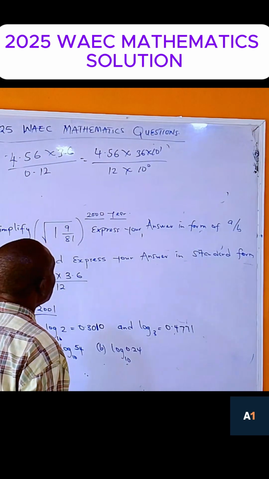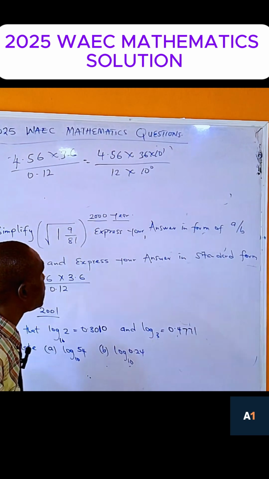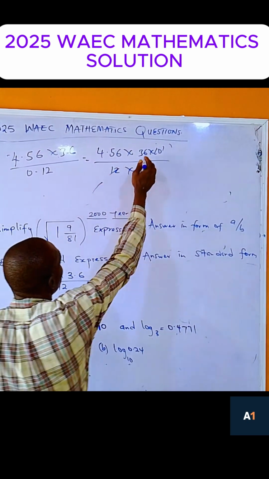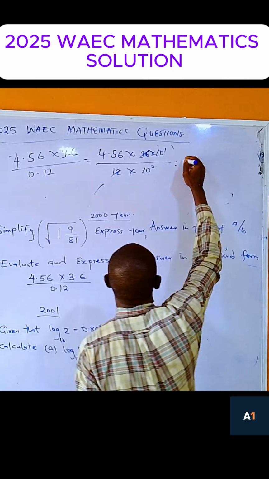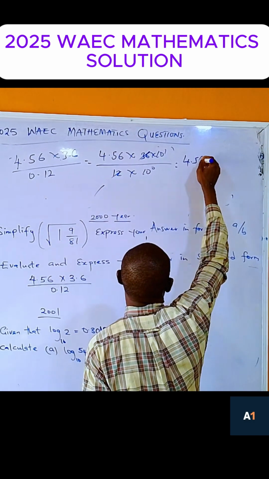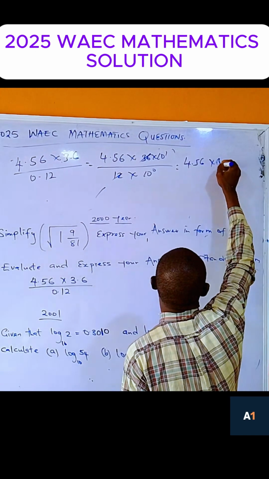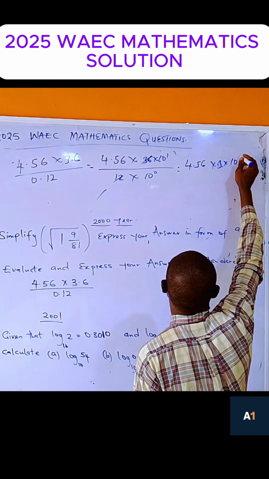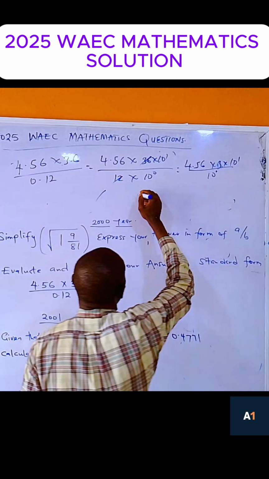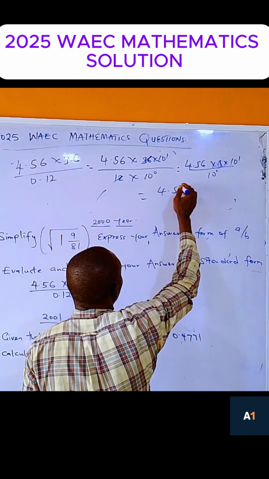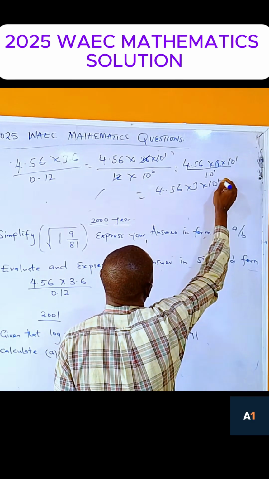But any number raised to power 0 is 1. Now automatically, if you look at this one, I want to achieve something so that this 12 can cancel 36. So 12 here, 1. 12 in 36 will give us what? 3. So it will now give us 4.56 times 3 times 10 raised to power 1, all over 10 raised to power 0. So this one will now give us 4.56 times 3 times 10 raised to power 1 minus 0.